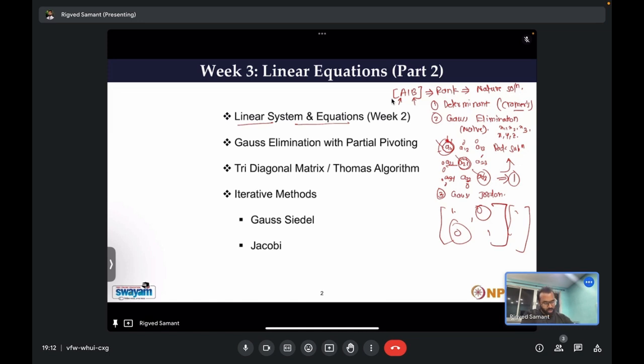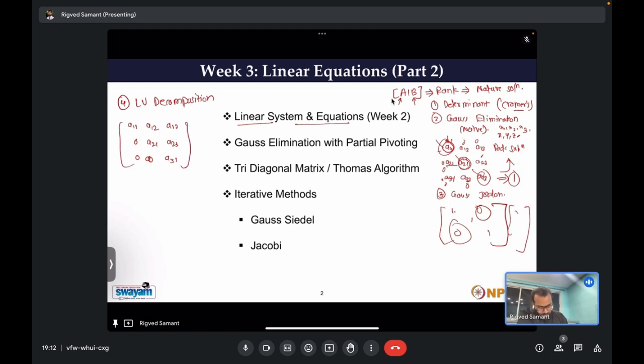That was about the Gauss-Jordan method. After Gauss-Jordan, we also saw another technique called LU decomposition. LU decomposition is, after you complete this normal Gauss elimination, you end up with A11, A12, A13, 0, A22, A23, 0, 0, A33, right?